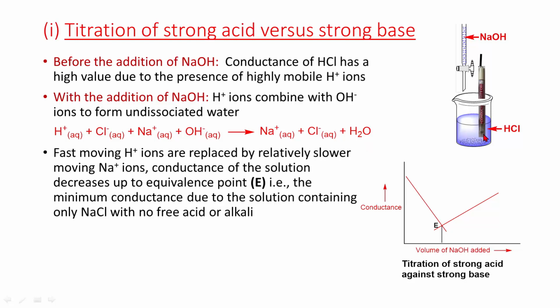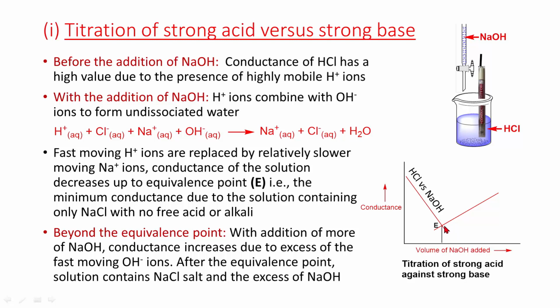So fast moving H+ ions are replaced by relatively slower moving sodium ions and the conductance of the solution decreases up to point E, which is the equivalence point. The equivalence point is the minimum conductance due to the solution containing only sodium chloride with no free acid or alkali. This line corresponds to HCl versus sodium hydroxide titration.